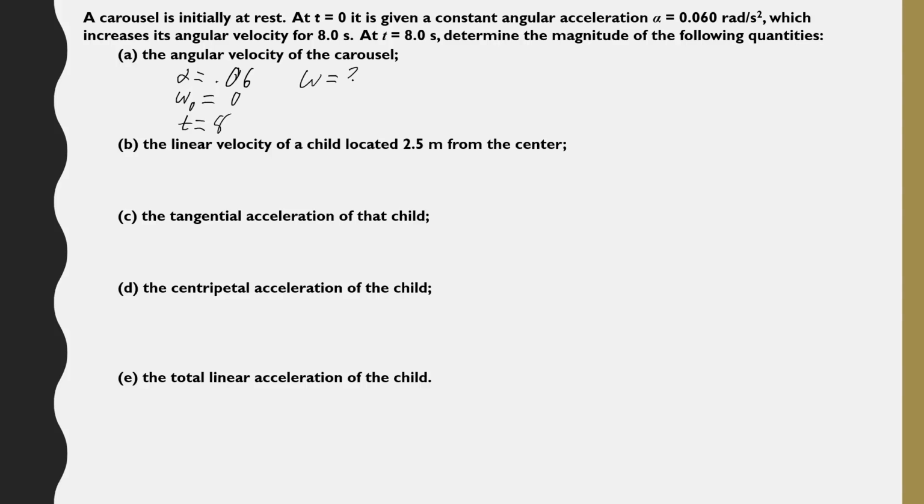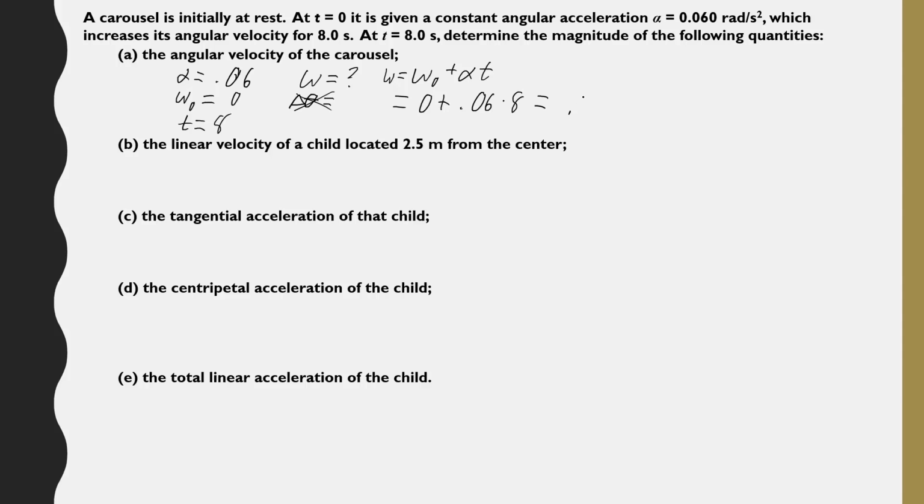Similar to before, we could also look at the quantities we don't care about. In this case, we don't care about displacement. So the kinematic equation that doesn't have displacement in it is v equals v naught plus at. In this case, we're going to say omega equals omega naught plus alpha t. So omega naught is 0, alpha is 0.06 times our time of 8 seconds.